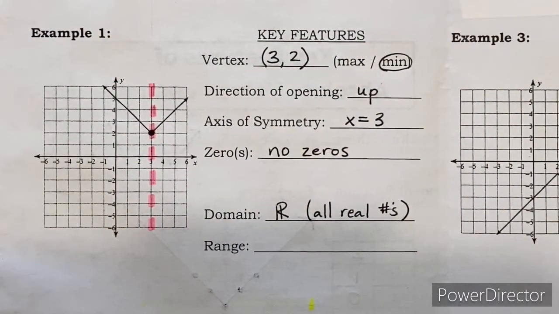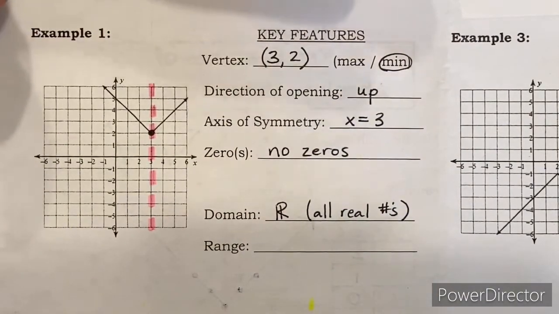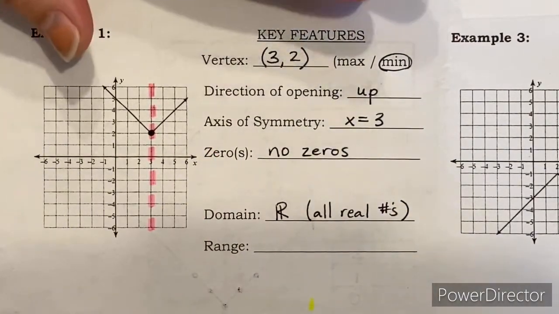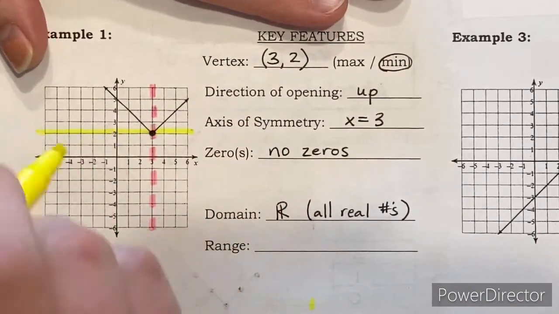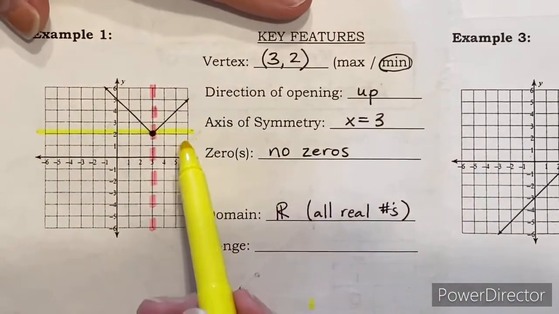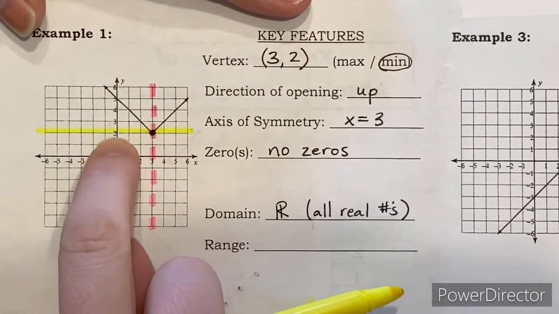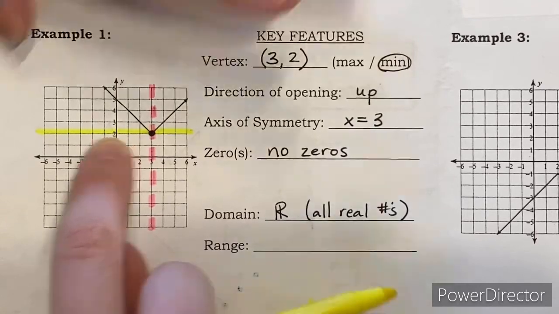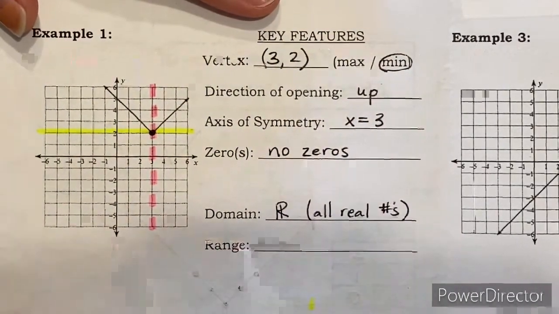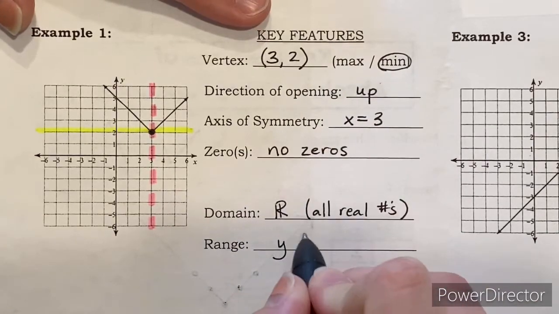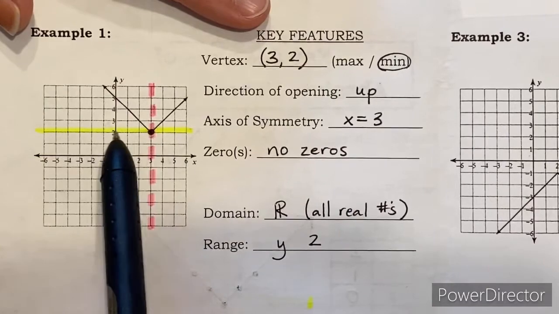Remember, range is y values. So I have to figure out the starting point of my graph, and that's always where your vertex is. So I'm going to highlight the horizontal line of where my vertex is chilling at. So here's my vertex, and it's sitting at this number 2. Okay? So remember, range is all about y values. So I'm going to have y is something, the number 2, because this is where my vertex is.